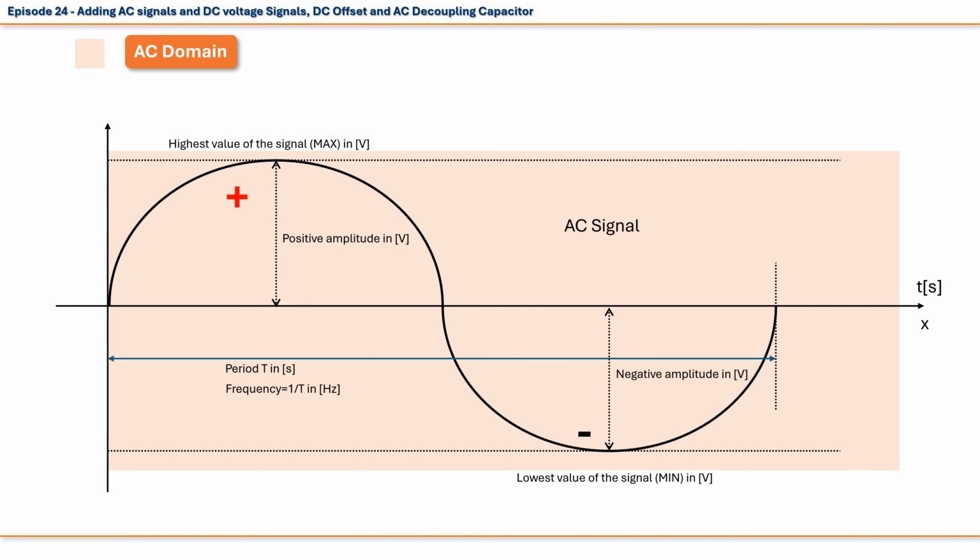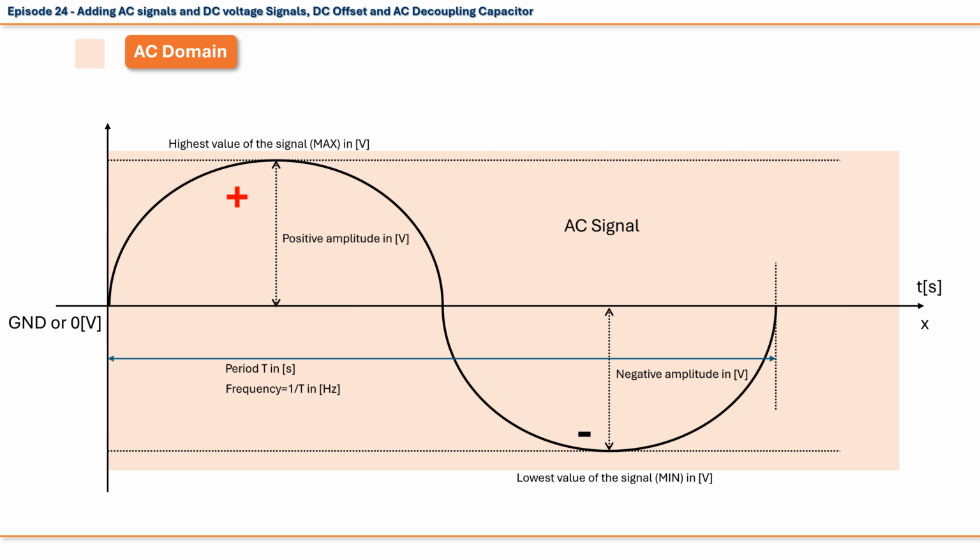But this is irrelevant for our goal. It is also very important to notice that the AC signal oscillates around the x-axis. The x-axis is always referred to as ground, or the point with 0 volts potential difference.